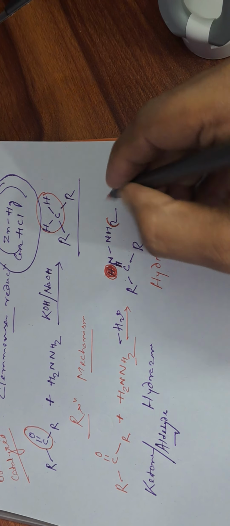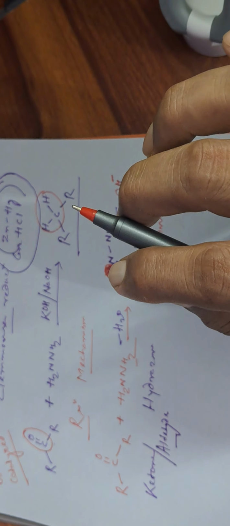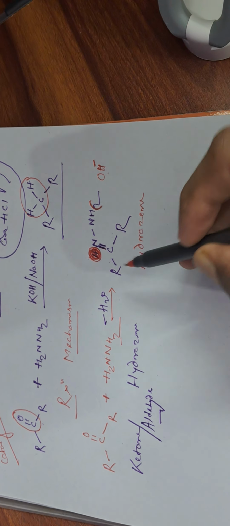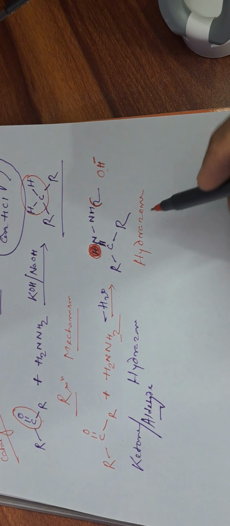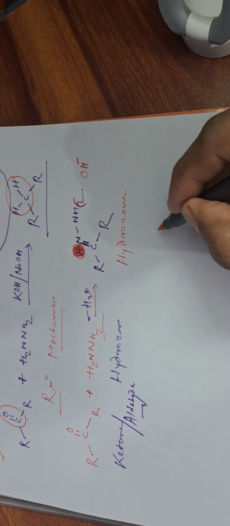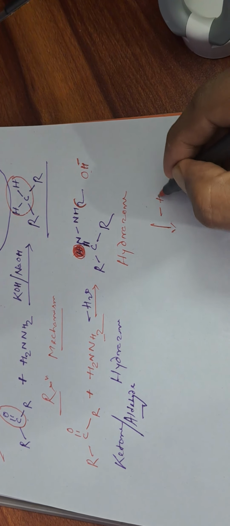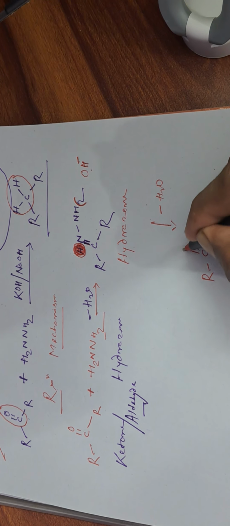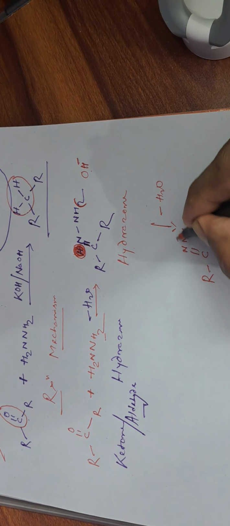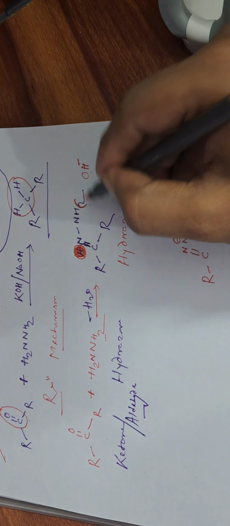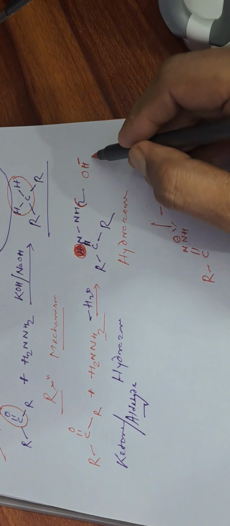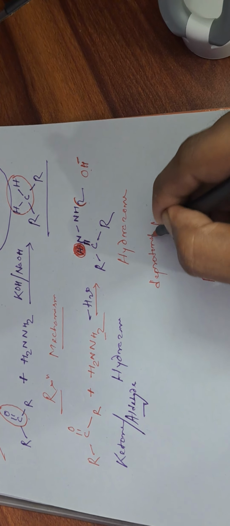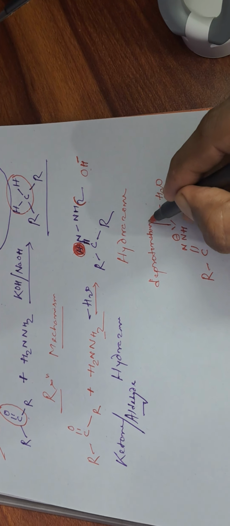So what will happen as a result? There is a formation of water. Once the water is eliminated, what form will this intermediate acquire? The hydrazone needs to acquire a certain form, and the form is something like this. Upon elimination of water, this gets converted to R, C double bond N, then NH minus, because here deprotonation occurs with OH minus. So if I write deprotonation here, that will be good for your understanding.